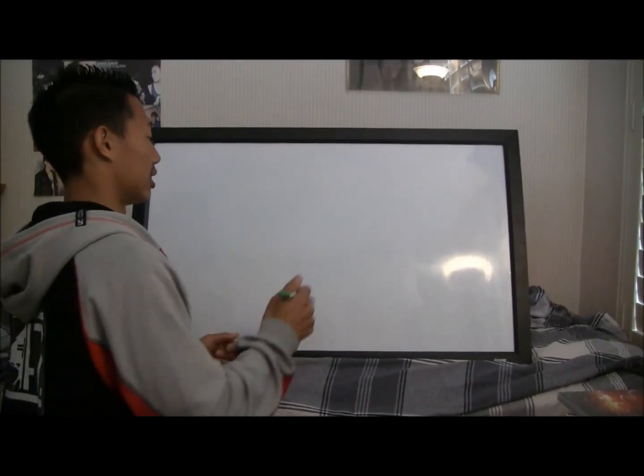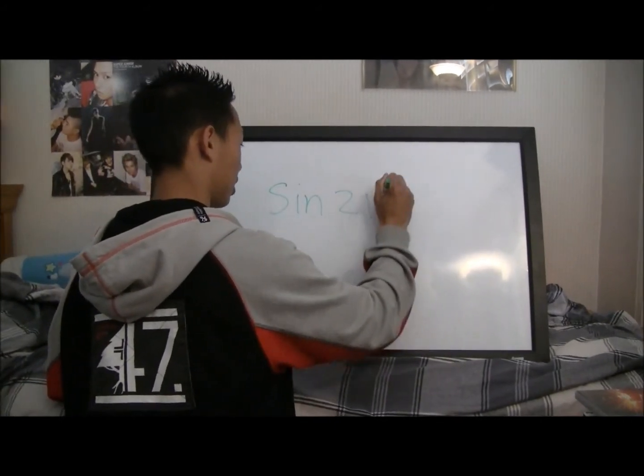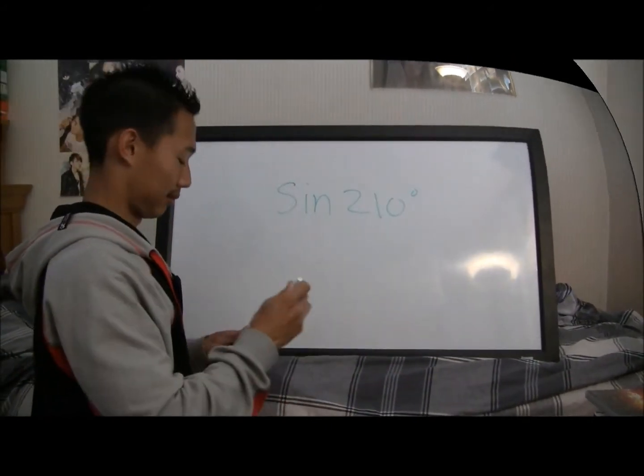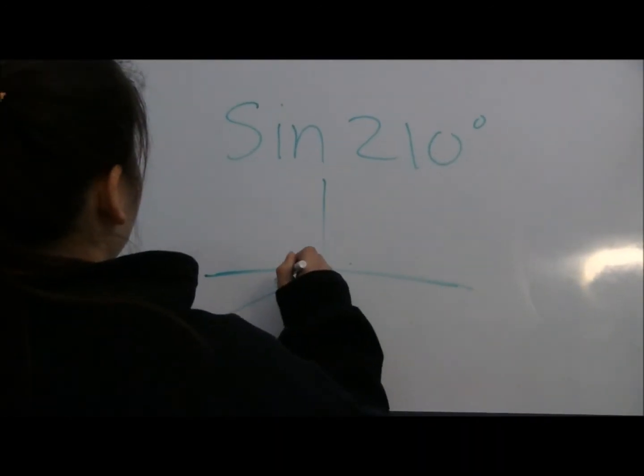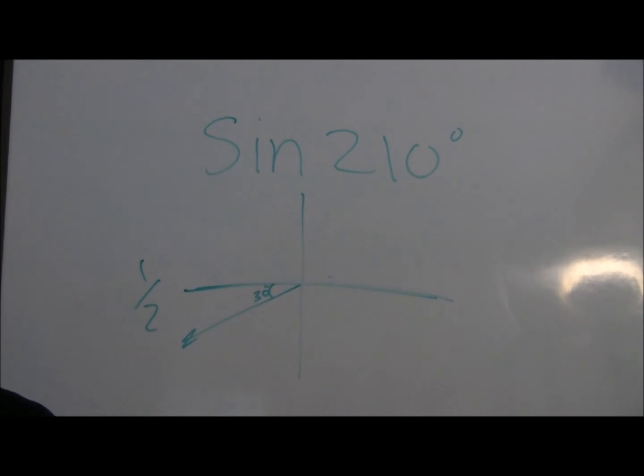So using what you learned, figure out what's the sine of 210. You're on the right track, but that is incorrect. Can anybody else solve it?